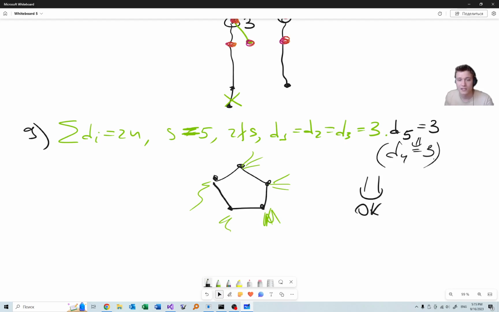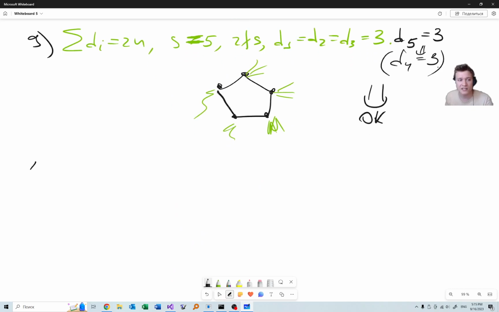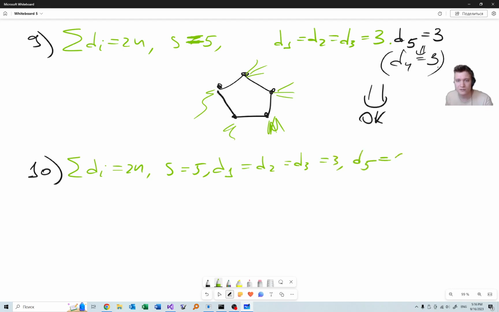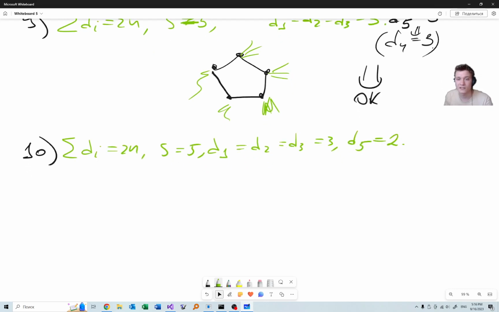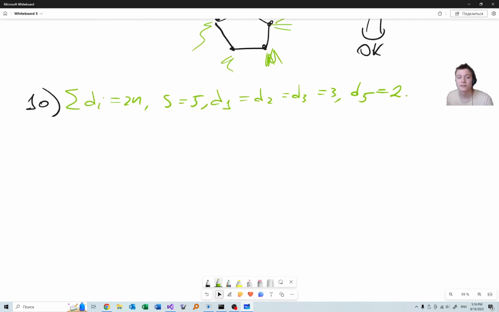Or yes. And finally, the final case is the 10th case. So as you see, this is kind of a complicated problem because of the huge number of cases. S equals 5, 2 does not divide S. I kind of don't need 2 does not divide S because we already know that S is 5. And d1 equals d2 equals d3 equals 3, but d5 is 2. This is the final case. Actually, in this case, this is impossible.